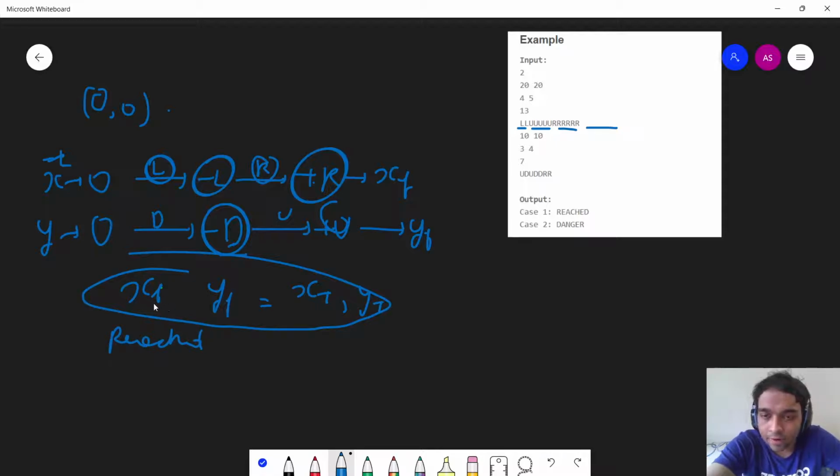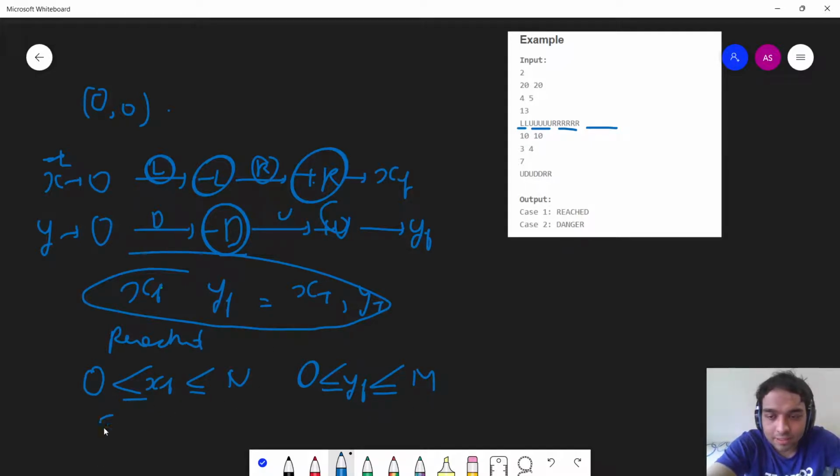So if my final position is not equal to x comma y, and if it lies in the safe zone, so my safe zone is nothing but my x should be between 0 and n, and similarly my y also should be between 0 and m. So if this particular case is valid, then I have reached somewhere in my grid, but not on my target. So I'll print somewhere. And otherwise, if none of these cases are satisfying, then obviously I'm lying in the danger zone. So yes, this is the approach for the problem. Now let's move on to the test cases.